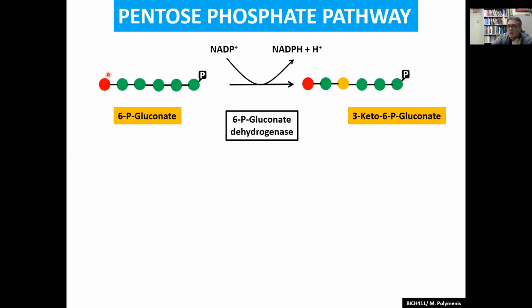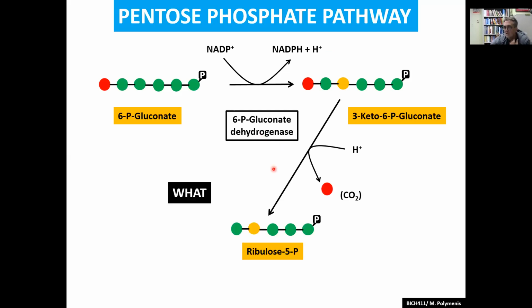So remember, we had a reduced aldehyde at the very end. When we started in the pathway, this carbon has been oxidized. Now we're going to oxidize another carbon, this one here, which is a hydroxy carbon shown in green, and that's going to be converted to a keto carbon, to a carbonyl carbon. Okay, and again, the electrons will be transferred to NADP plus to generate NADPH. The enzyme is 6-phosphogluconate dehydrogenase. Nothing special. We've seen 1,000 of those before.